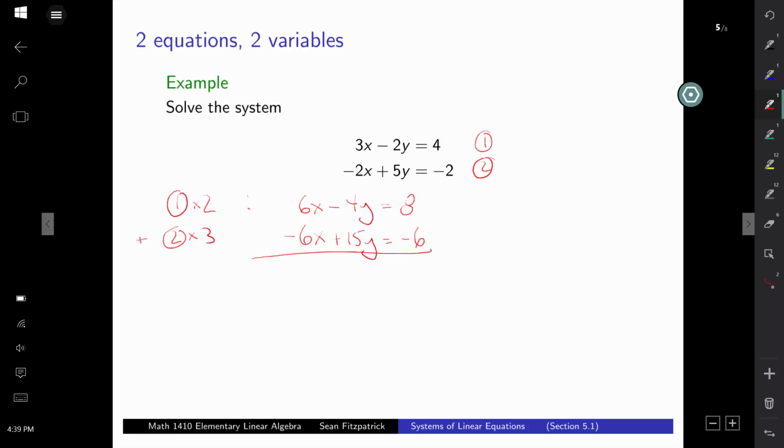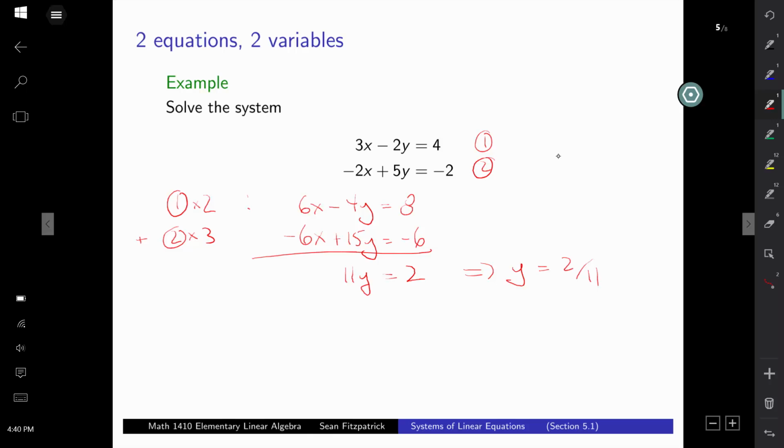Let's add those up. Right? Now 6x minus 6x, you can see why I want to add them. Those cancel out. I get 11y equals 2. That's telling me that y should equal 2 over 11. Okay? So 2 over 11, that must be that 0.1818181818. That must be 2 over 11.